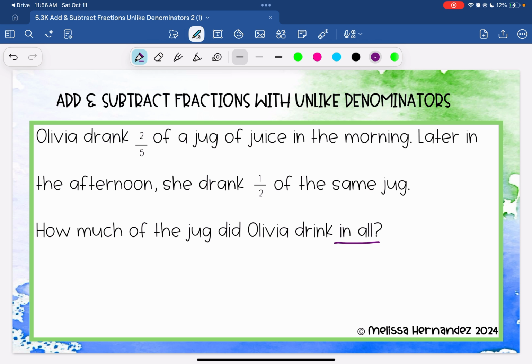So "in all" tells us that we're actually going to add these. Now you can't add them without the same denominator. So what we do is we want to find a common denominator. And the way we do that is we just find the multiples or we skip count. Kids have been skip counting since 3rd grade, at least.